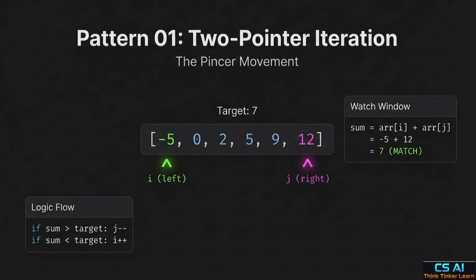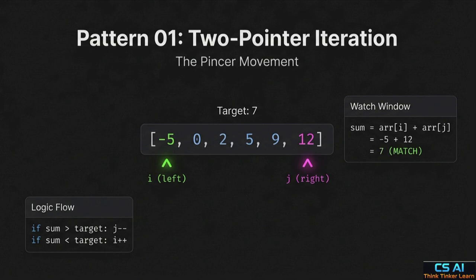In our example, negative 5 plus 12 equals 7, which is an immediate match. If the sum had been too high, we would move the right pointer inward to decrease the total. If the sum had been too low, we would move the left pointer inward to increase it. This logic flow allows us to search the entire space in O(n) time because each step moves one of the pointers closer to the other.